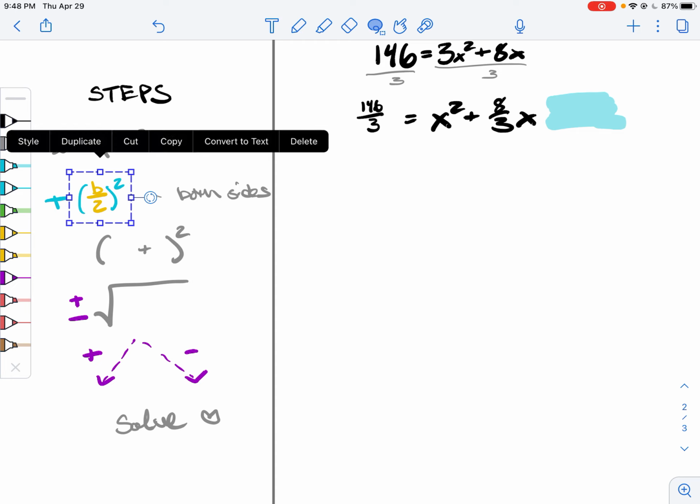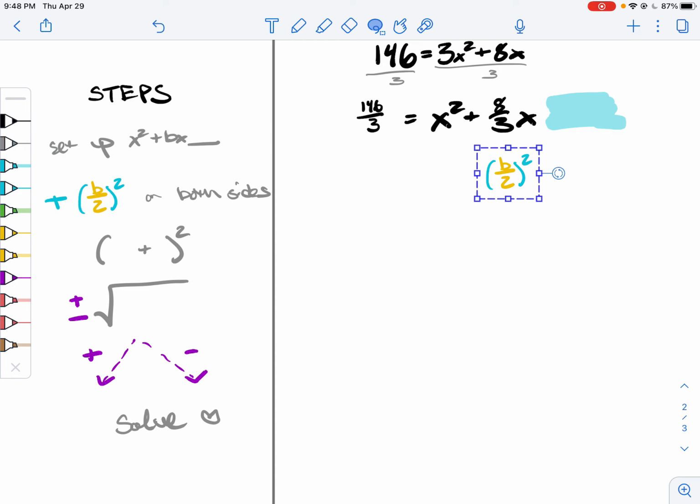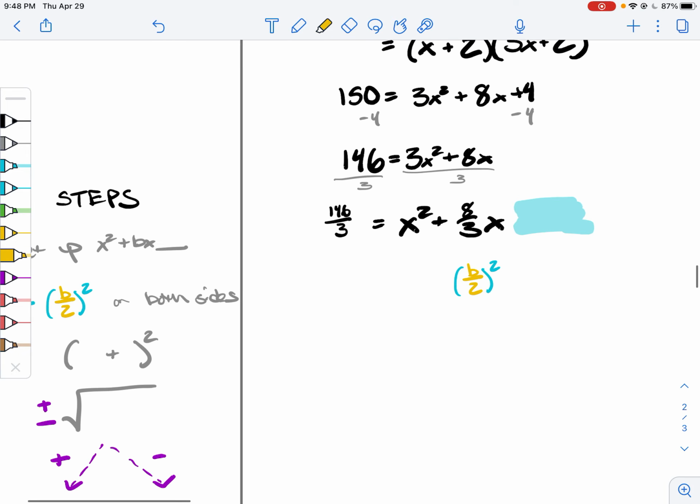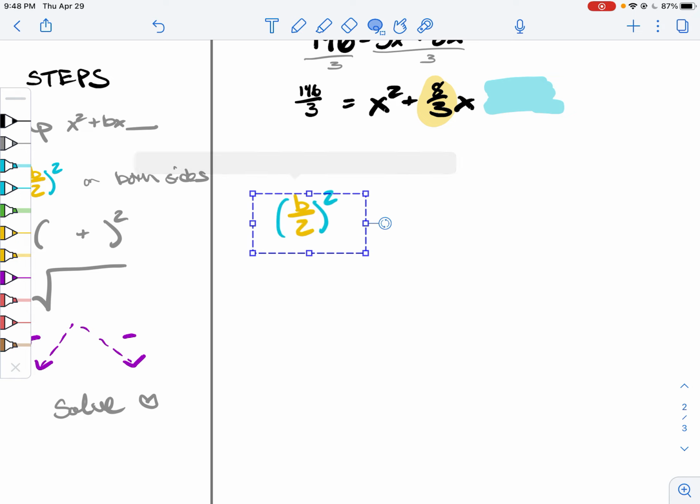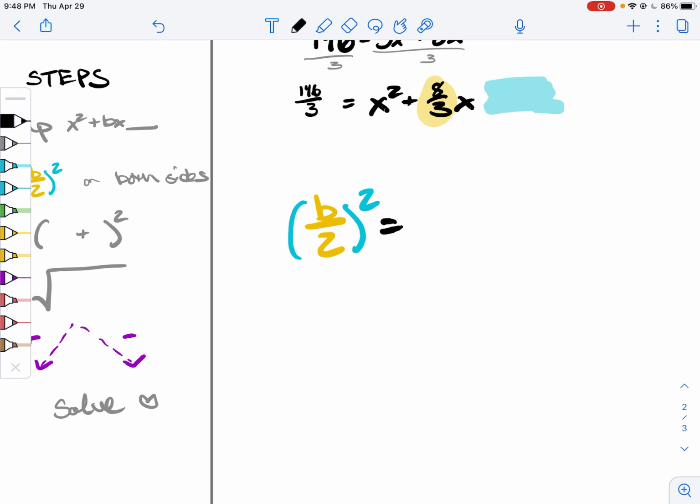We need to add b squared over 2 to both sides. It's gonna get real complicated. Because look at our b. It's 8/3. Oof. So that's gonna be 8/3 over 2 squared. Oof.